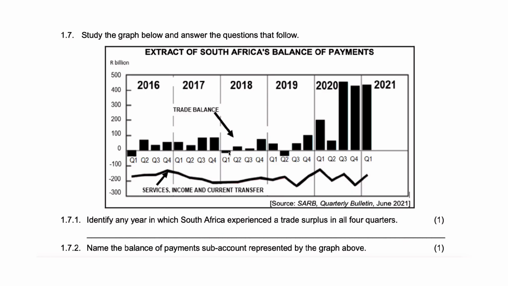Let's see, 2018, wrong because of first quarter. 2019, wrong because of second quarter. 2020, yes. Well, 2021, we don't know yet. We don't have the other quarters here. So you cannot answer it. Okay, so we have the answers 2017 and 2020.